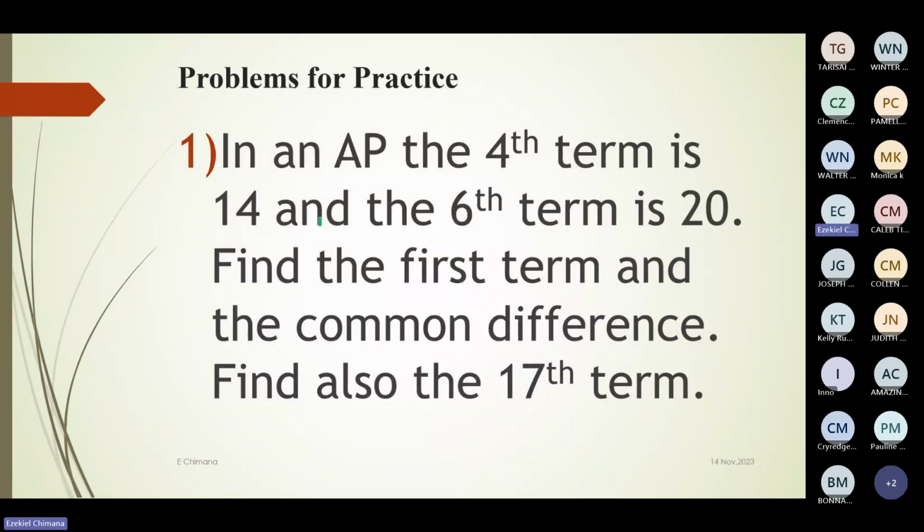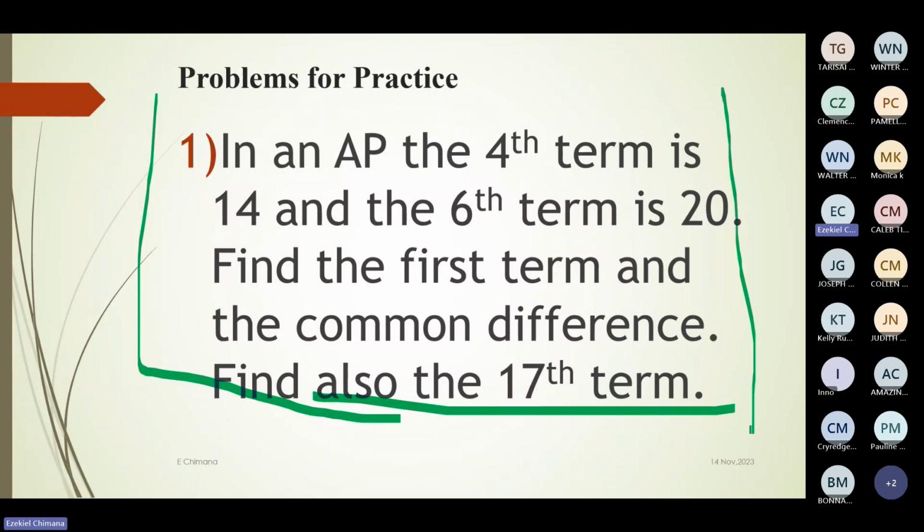And then problems for practice in an arithmetic progression. The fourth term is 14 and the sixth term is 20. Find the first term and the common difference. Find also the 70th term. I'm sure this one, you can do this one.